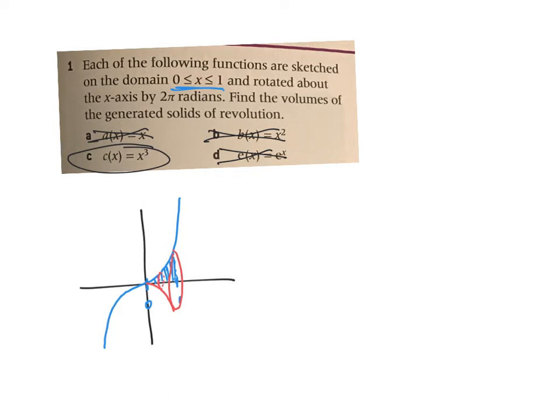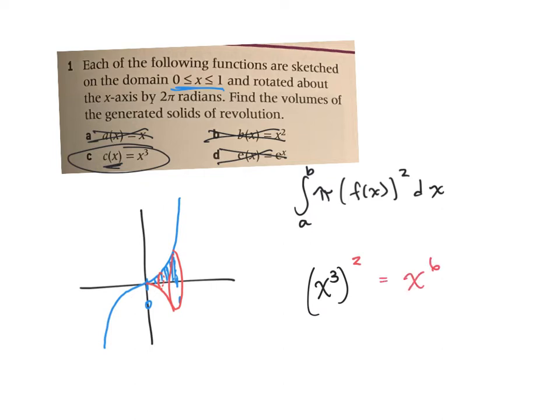Okay, and it wants us to find the volume. So the formula for the volume of a solid of revolution is, from a to b, you're going to take pi times the function itself squared dx. So let's take our function and square it. So x cubed squared is going to be x to the 6th. So we're really just doing the integral from 0 to 1 of pi times x to the 6th dx.